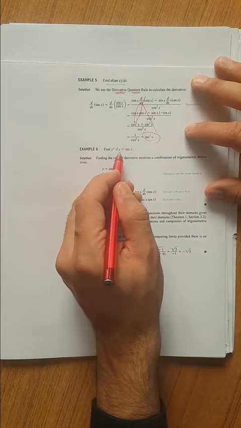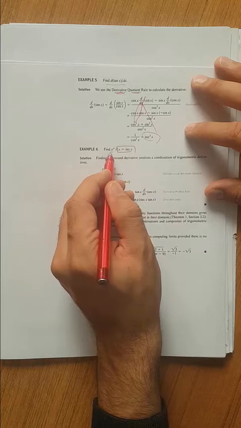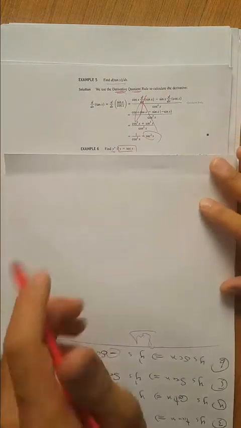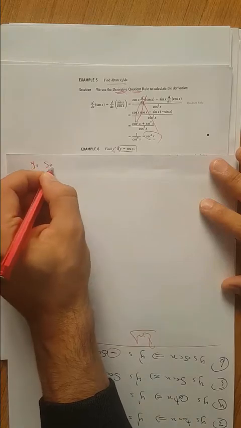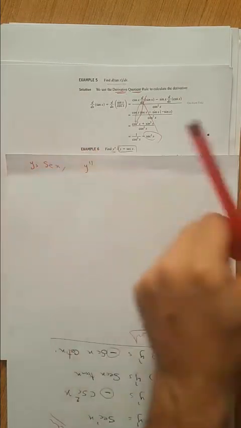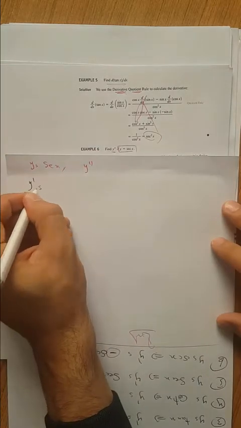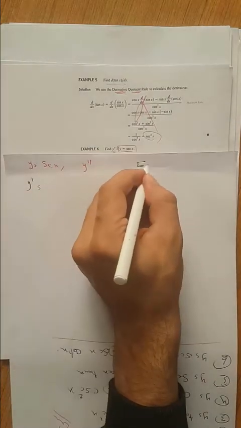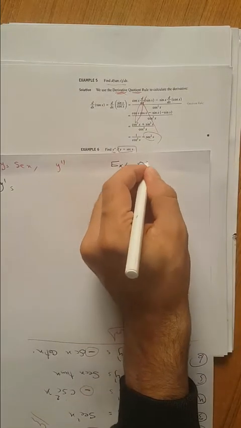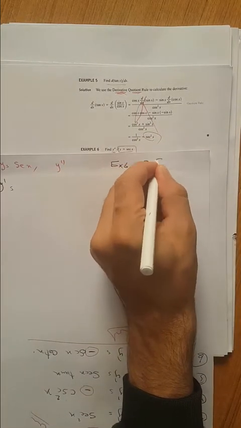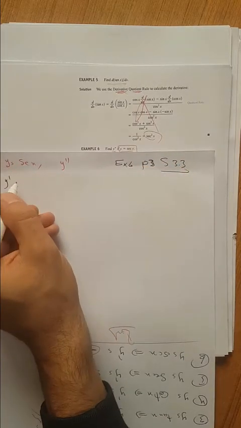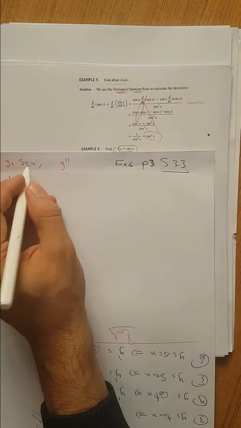Now if y is equal to secant of x, find the second derivative. It's a good example for you. So first of all, we are going to find example 6 on page number 3 in section 3.3. For the first derivative, we take the derivative of secant of x.